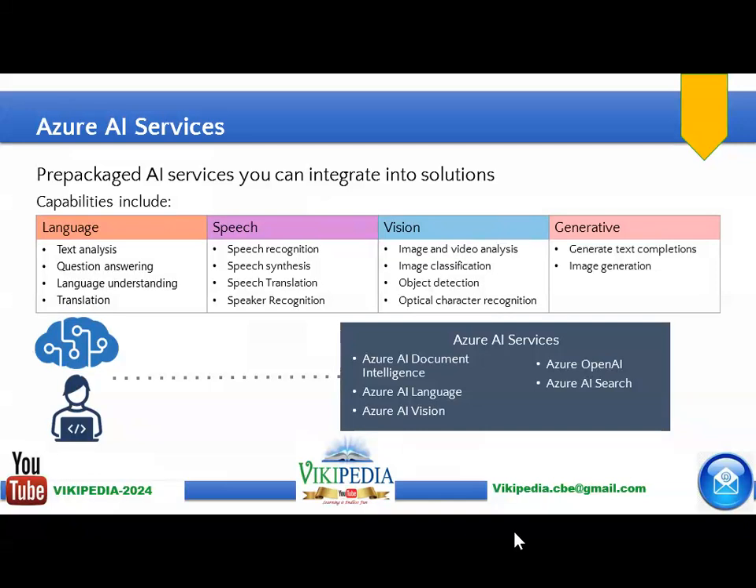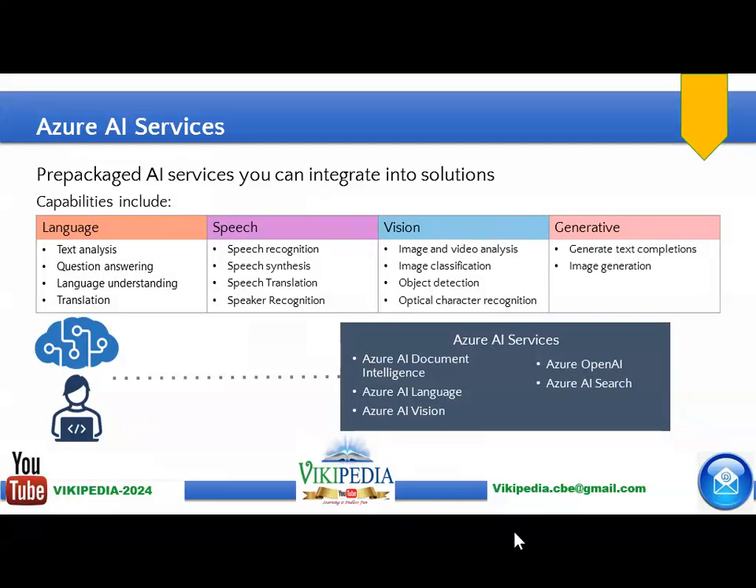Vision intelligence, simply you can say vision intelligence. Image and video analytics, image classification, object detection, optical character recognition. Optical character recognition can also be combined with language, where we scan a document in image format, identify the content from that image, and then do text analysis.